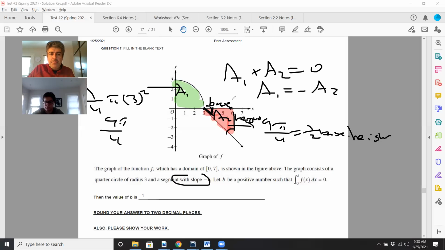And I'm calling this B. That's how far I'm taking the integral to, and that's of course 3. So B minus 3 is my base. My height's also B minus 3. That's 1/2 times that, equal to 9 pi over 4. And then you just do your algebra. If you do your algebra correctly, you should get, I think, 3.67. Sorry, 6.67 you should get for B, if you do it correctly.